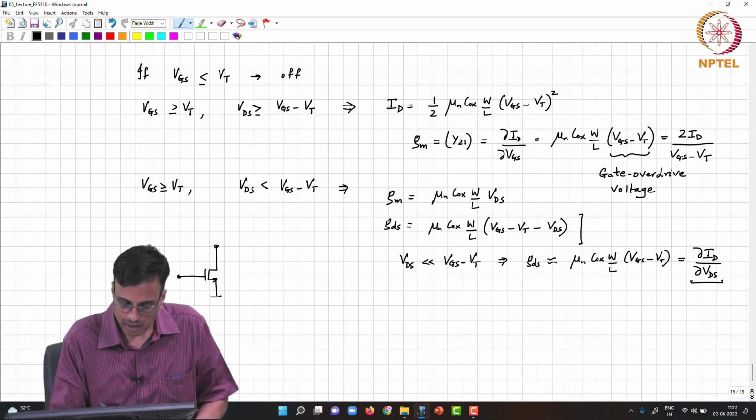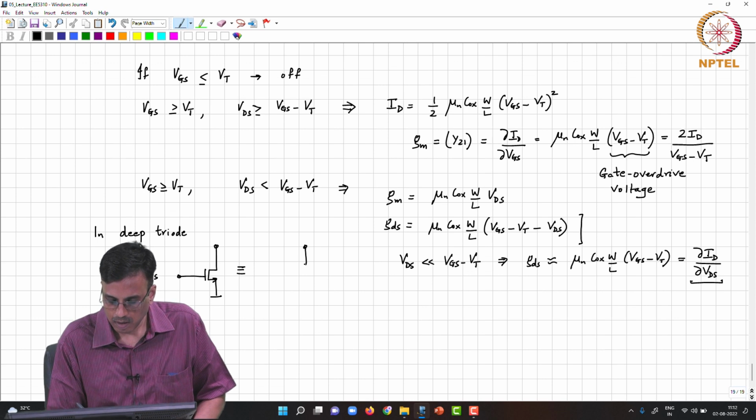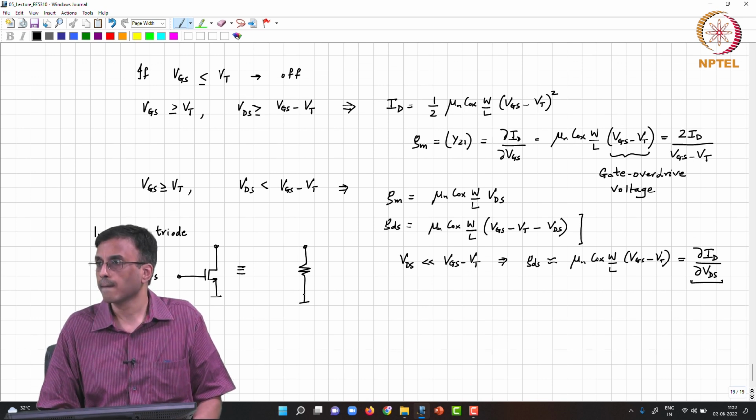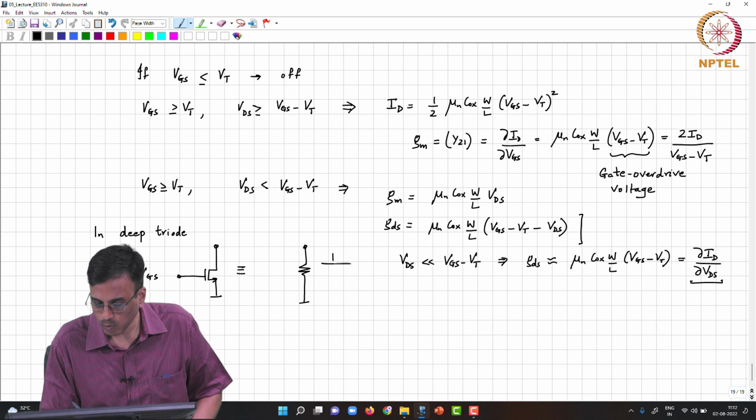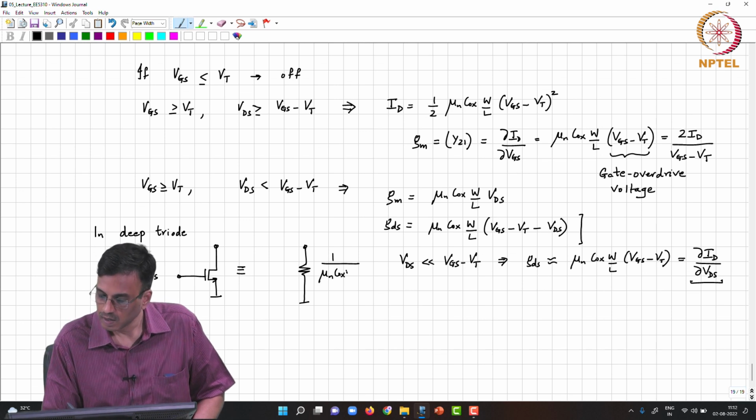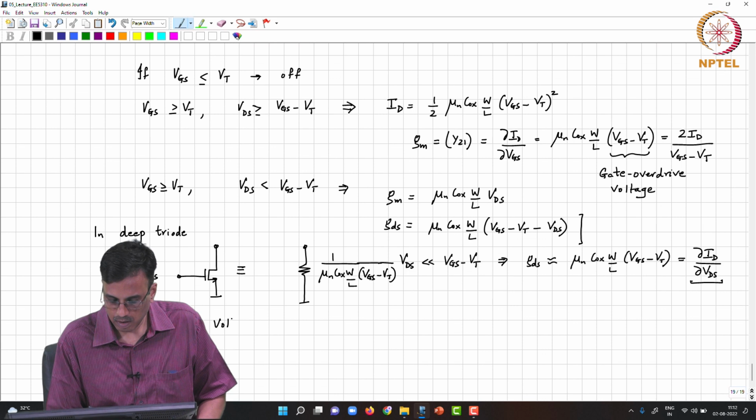So, basically in deep triode, this is nothing but a voltage controlled resistor, and what is the value of the resistance? It is 1 over mu n C ox W by L times VGS minus VT. So, you can think of it as a voltage controlled resistor.